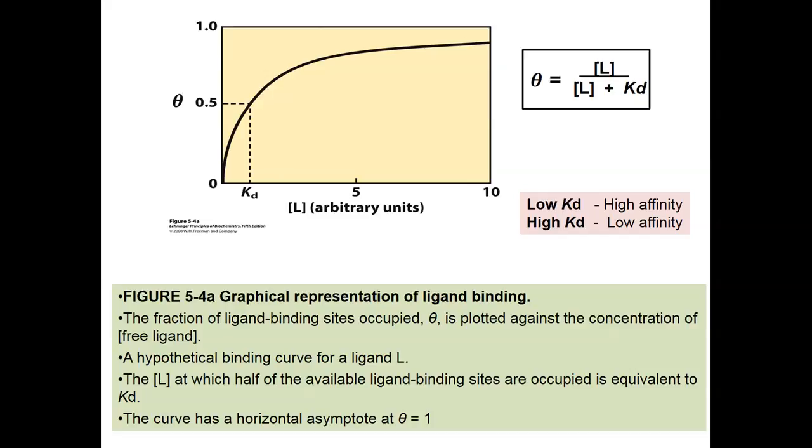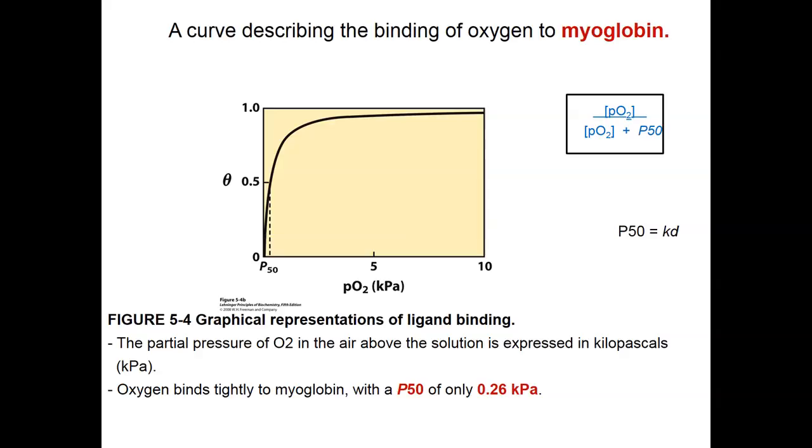Is this concept clear? All right, good. So high KD means low affinity, low KD means high affinity. All right, good. So now let's move on to oxygen binding.